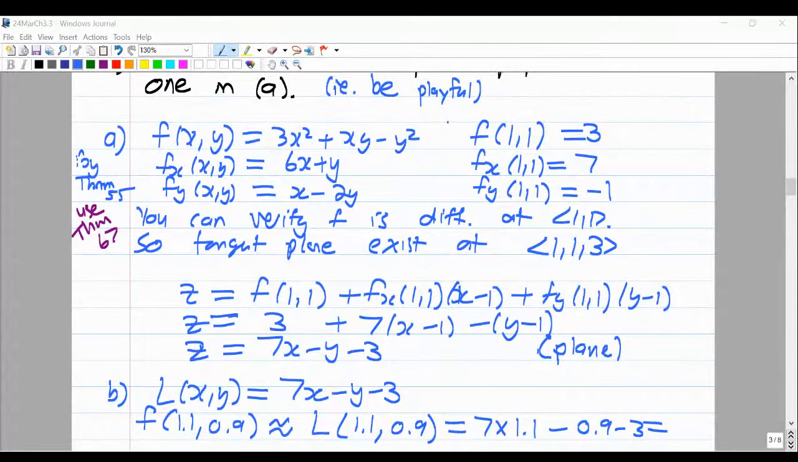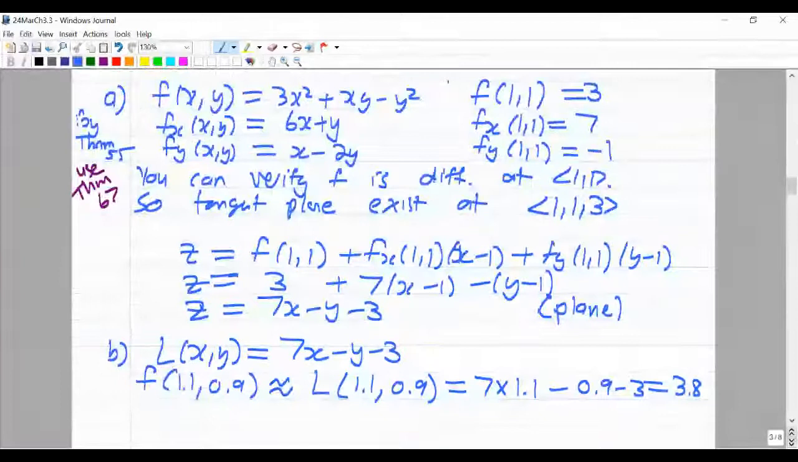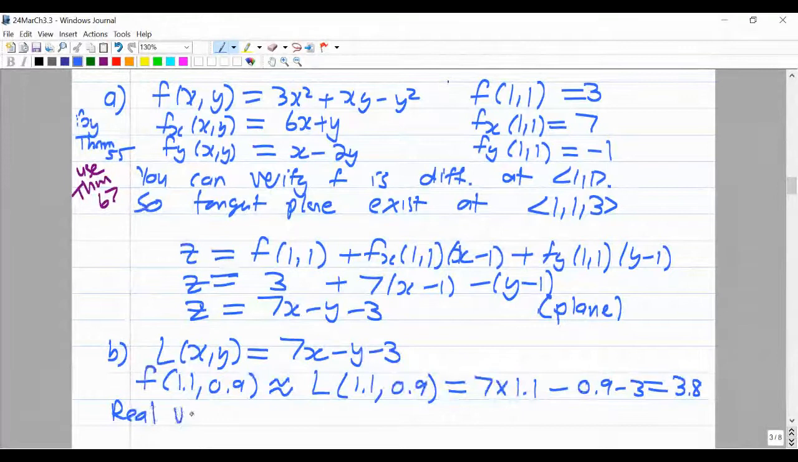Well done. I agree with the majority. It is 3.8. All right. I was bored this morning, so I just quickly looked at the real value. I used my calculator to do the real value, and it was 3.81. And so it is close.